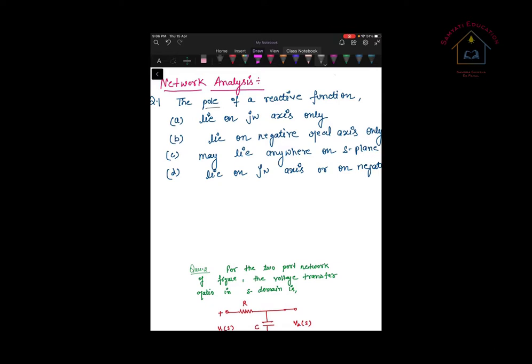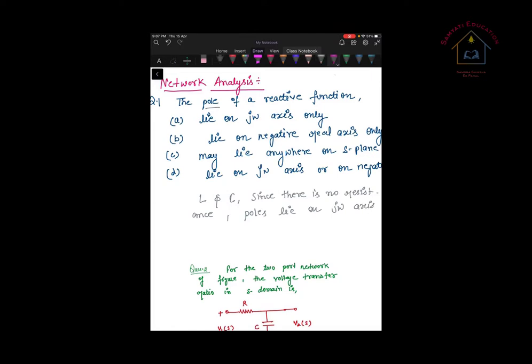As we all know, a reactive function means that the network is composed of only L and C. Since there is no resistance, that's why the poles lie on the J omega axis.